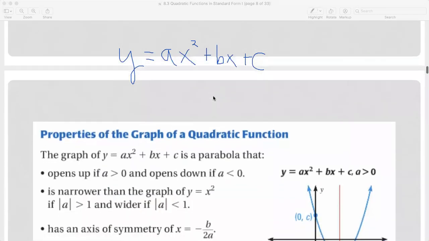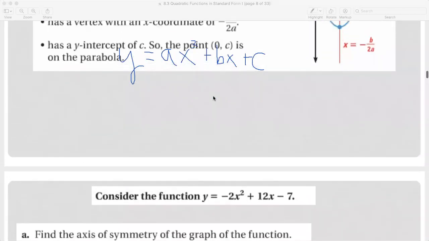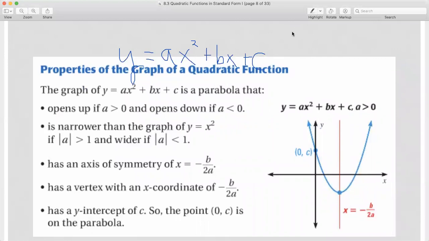Okay, so now let's actually get to this slide. I'd like you to write down everything in this slide, highlight it, and put a big box around it. This is a very, very important slide. There are lots of things you already know.